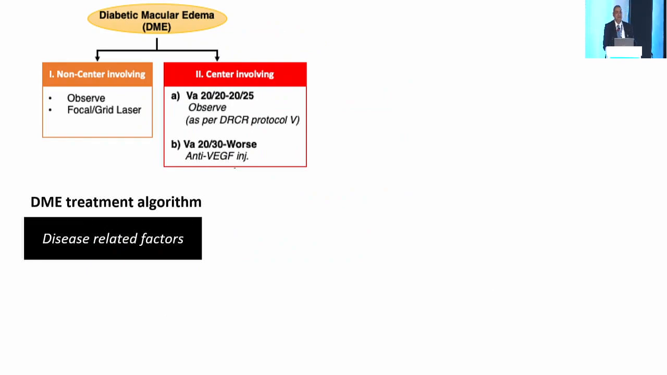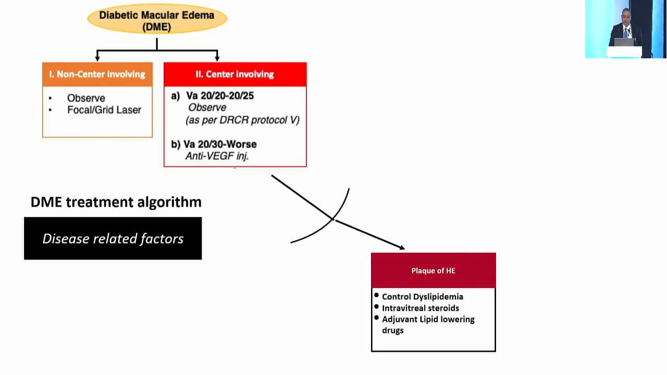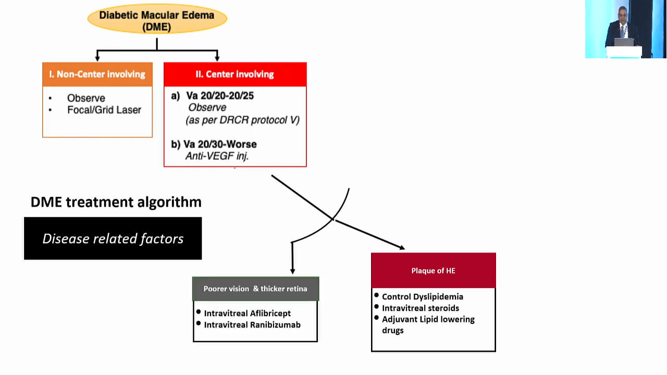There are certain disease-related factors which can play a role. So sometimes you have this plaque of hard exudates, and these are the ones, as Dr. Kim mentioned, have severe dyslipidemia. So definitely it's important to control it. Intravitreal steroids tend to have a little better role in clearing these exudates. However, you must realize that even with that, the vision hardly improves, because once you have this plaque, invariably you will have an area of RPE atrophy. And definitely adjuvant lipid-lowering drugs are important.